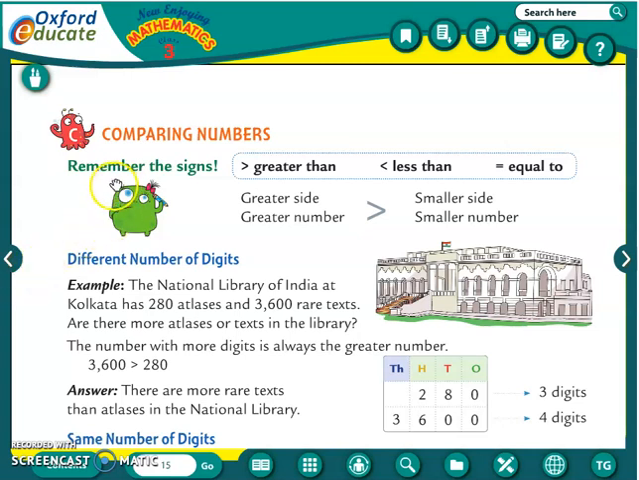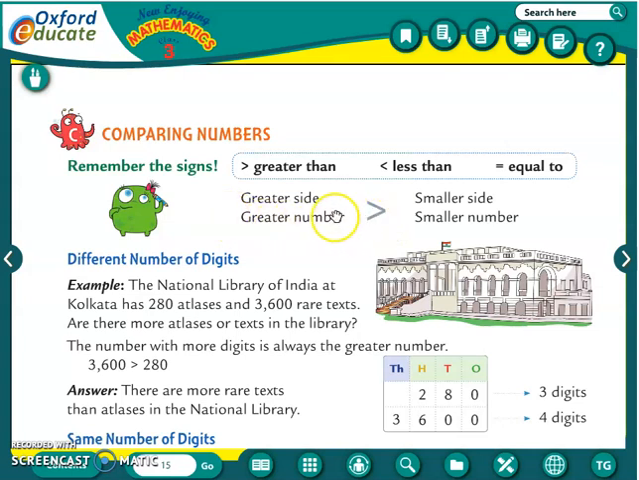Here we have to remember the signs for this. Whenever we are comparing numbers, either two or more than two numbers, we have to put a sign between the numbers. So these are the signs that we have to remember for that.